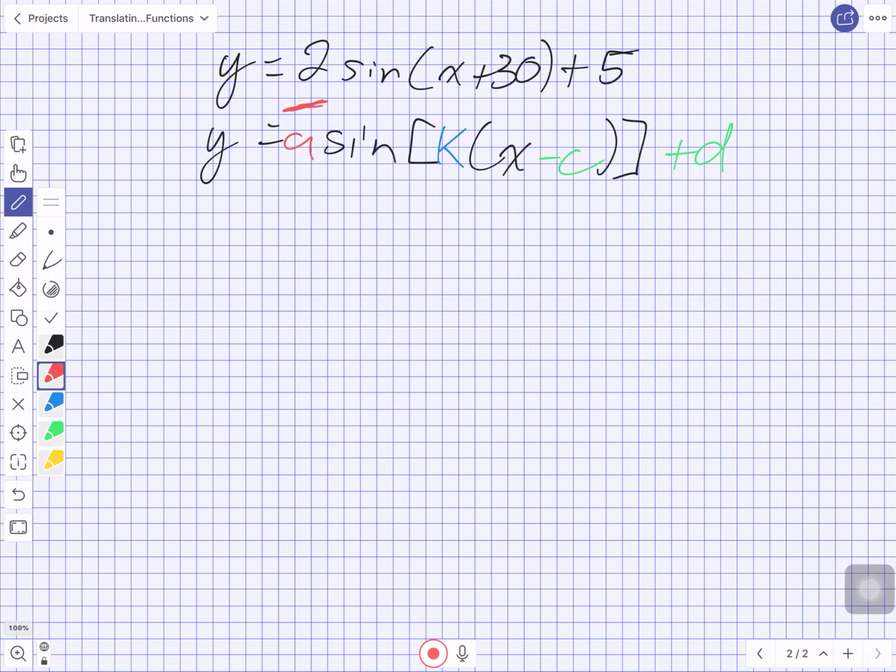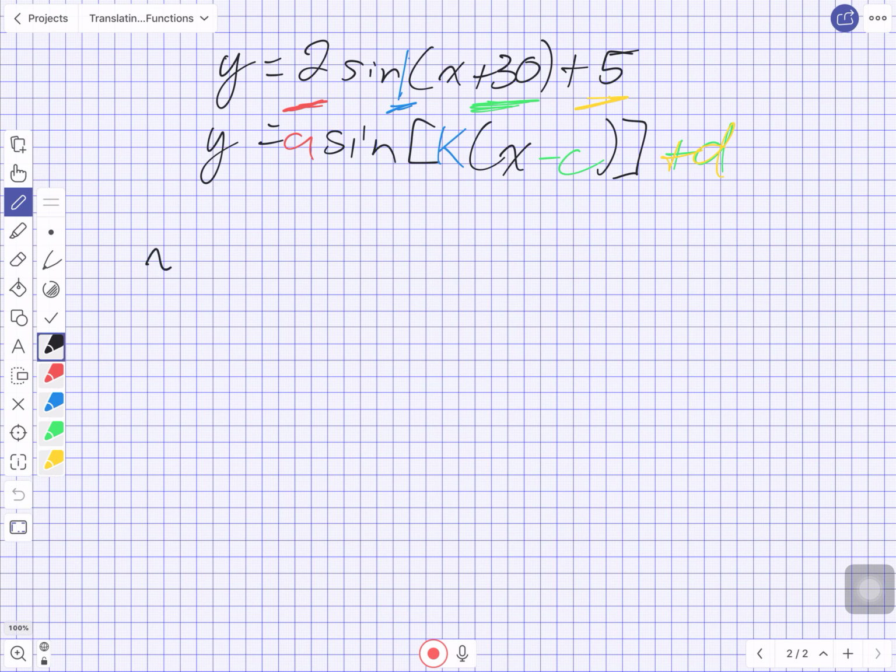K is very tricky here because if you take a look, there is no value outside this bracket here. It's assumed there is a value, and if we don't see anything, the value is just 1. Okay, so K is actually 1 in this case. Our C is that positive 30, and our D is the value of 5. Great. So now that we've done that, we can build some small equations.